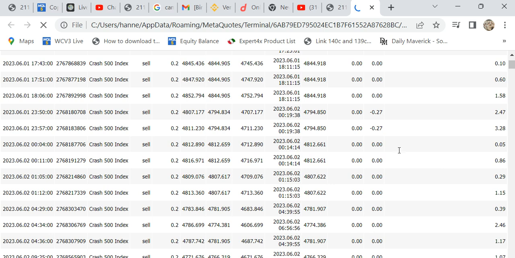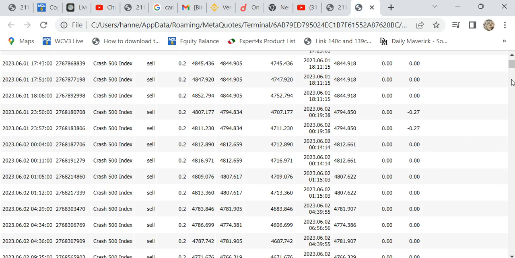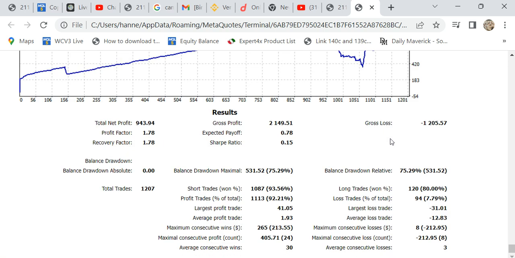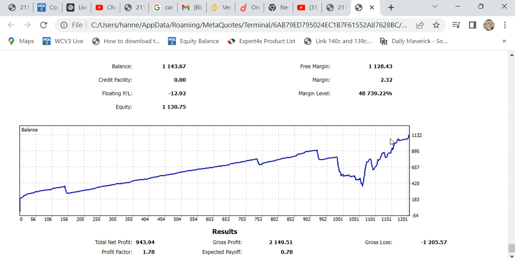You can press End now. You can see it's taking a while. It's still loading. Okay, let me press End. There I am at the end. And this is where you can now see.